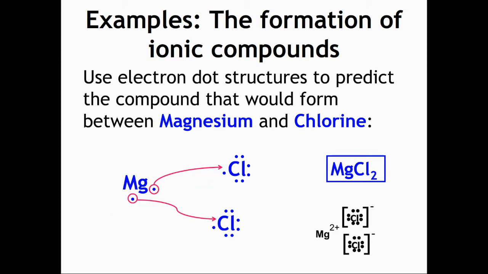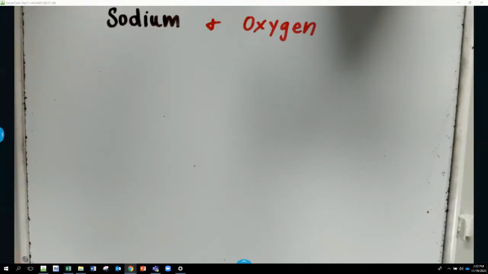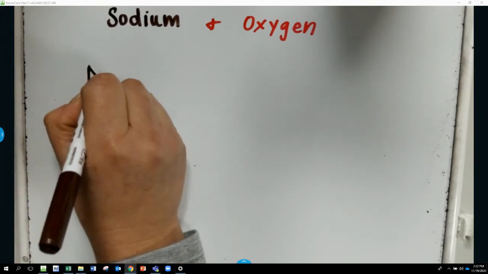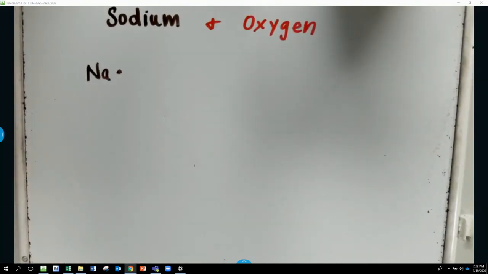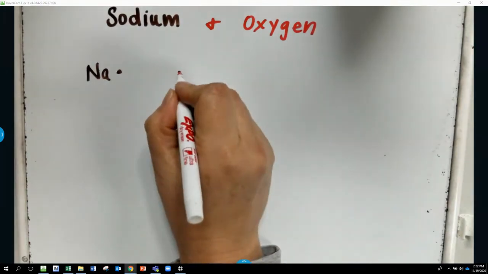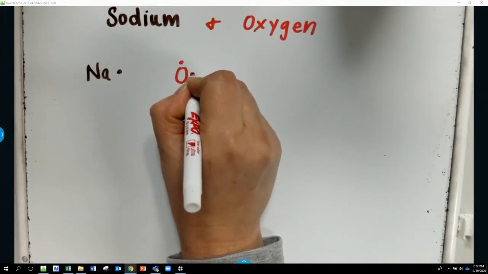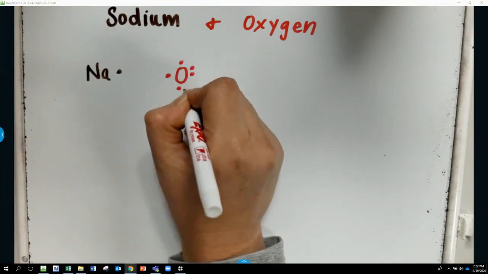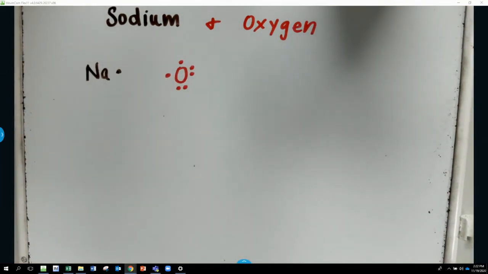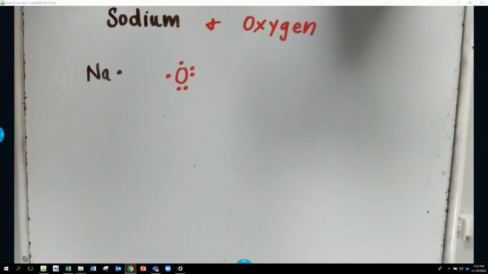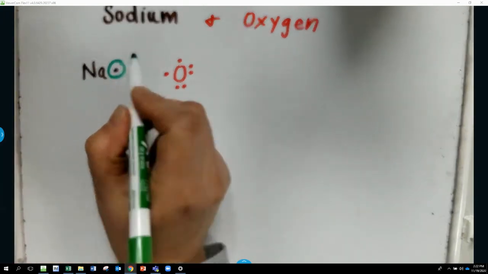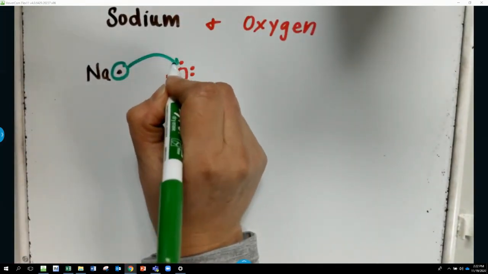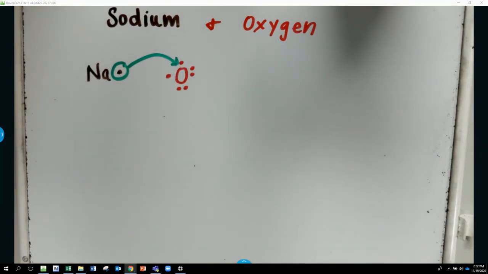Let's try another one. Okay, let's try with sodium and oxygen. We're going to write down our sodium first because that is our metal. Sodium, when you look on the periodic table, has 1 valence electron. Oxygen is your nonmetal, and it has 6 valence electrons. Okay, so what we're going to do is the same as we did all the other problems. Our metal is going to donate an electron to oxygen. Oxygen's got a spot right there, so it's going to donate one there.